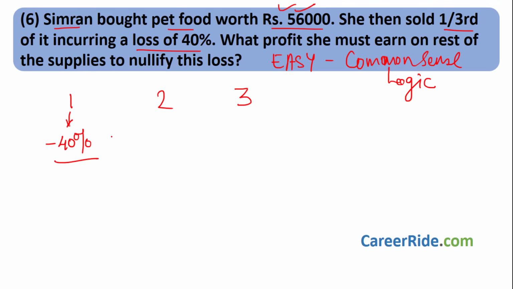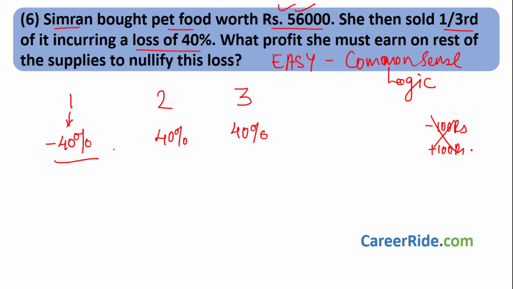Now let us say it is common sense. Say if you do a transaction and there you get a loss of 100 rupees. What will you do? If you want to nullify this in the other trade, you will try to get 100 rupees more so that this gets nullified and cancelled out. So in the second and third, if we take 40% profit and 40% profit, this should get nullified, right?